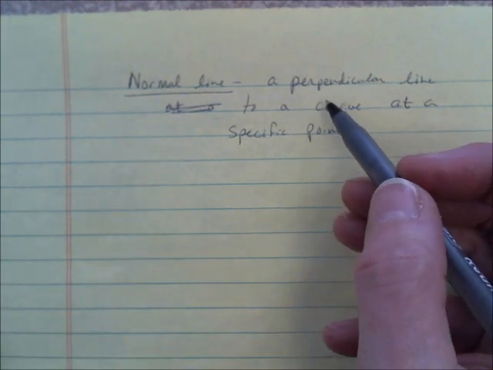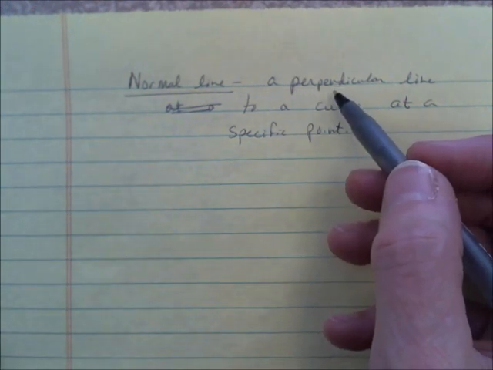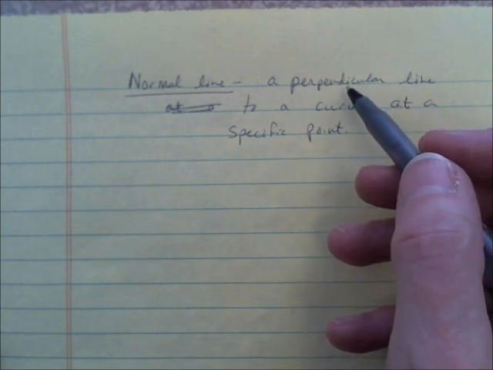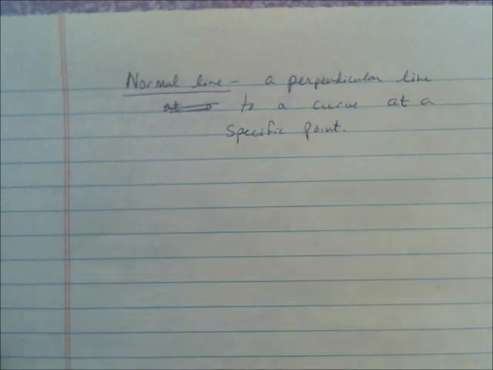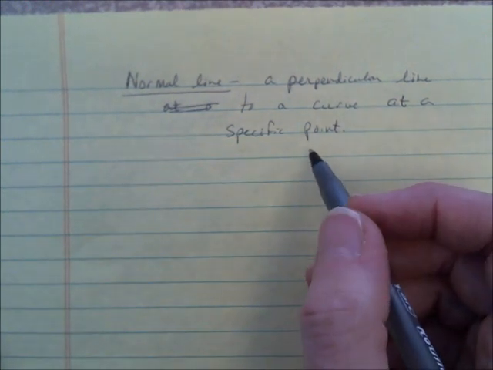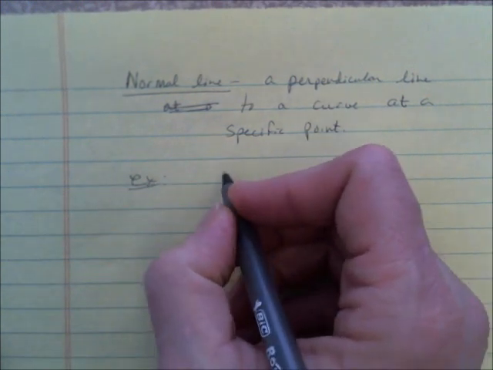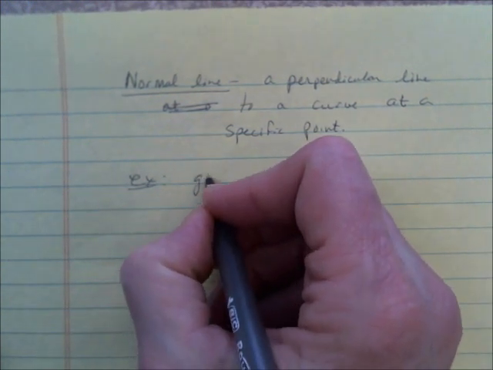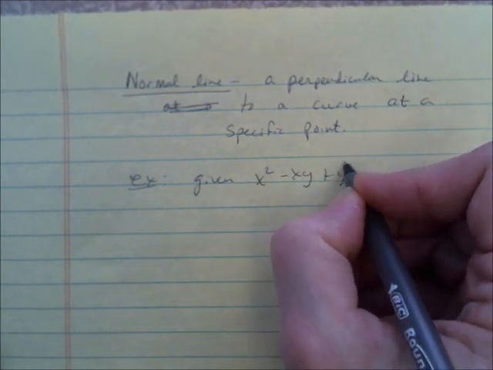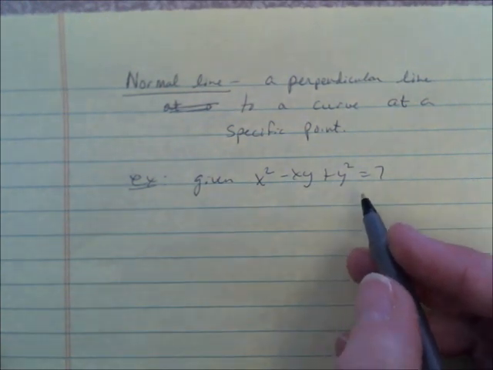Hopefully you remember that when you're writing the equation of a perpendicular line, the only difference from a parallel or a tangent line is that a perpendicular line has a slope that's a negative reciprocal. So let's do a little example. Let's say we're given x squared minus xy plus y squared equals 7. This can't be solved explicitly for y.